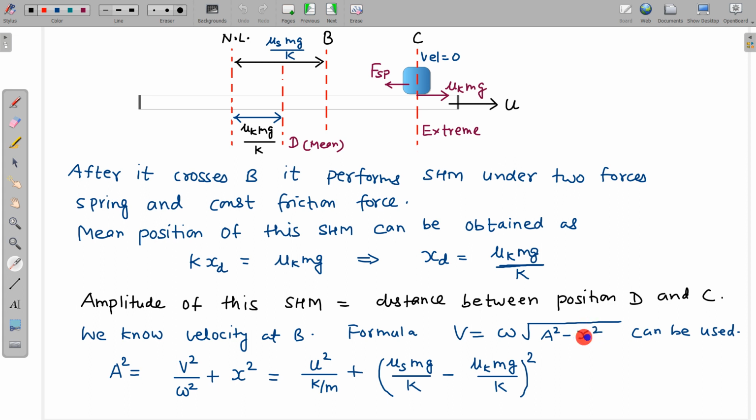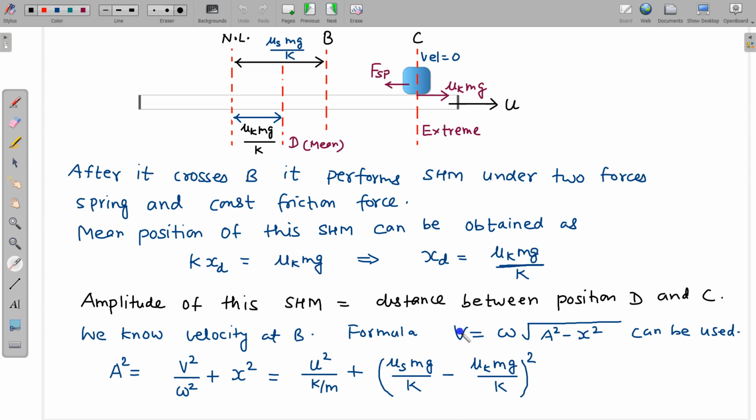So this displacement is displacement from the mean position. So this is the mean position, and what is the displacement of this point from this mean position? So this is mu s mg by k minus mu k mg by k. So this is the displacement x here.